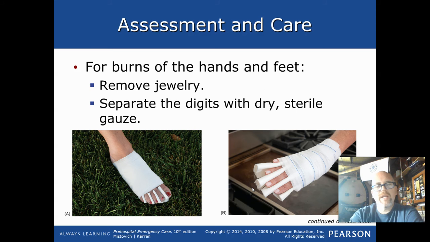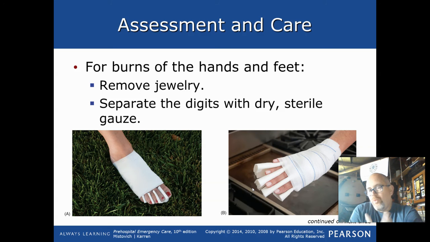Burns for hands and feet. Remove jewelry, like we were talking about. Separate the digits with dry dressing or gauze. Again, if the digits, fingers and toes are actually pushed against each other, that's going to also adhere to each other. And when you pull them apart, skin's going to come loose. So we want to make sure we cover that.